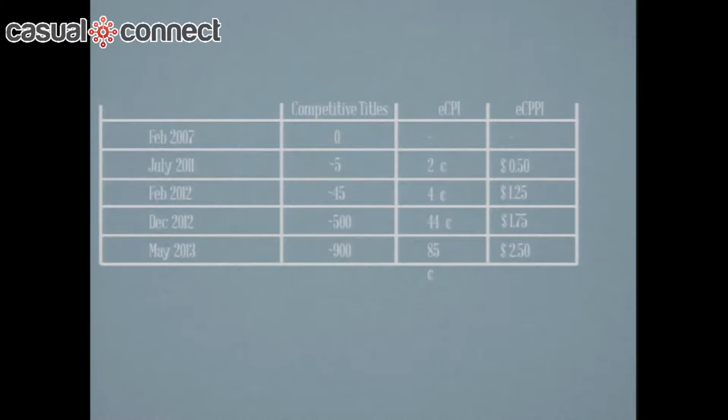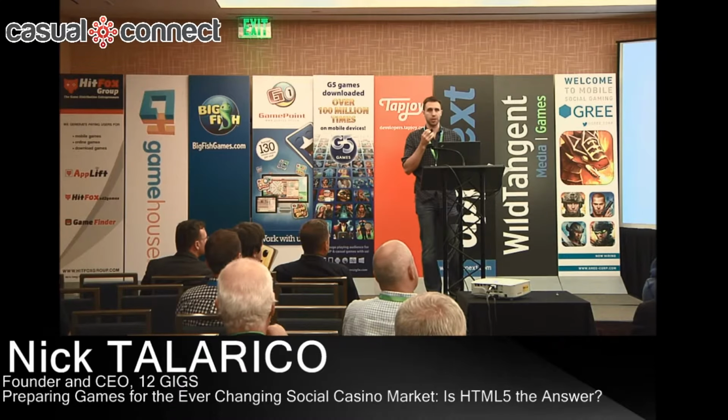Effective cost per install is 85 cents, and the paid installs are around 250. If you want any volume, bids need to be around 250. So it's kind of indicative of a major shift. Things get very competitive, things get very expensive. It's hard to be just dabbling two guys in a garage and actually compete in this marketplace.